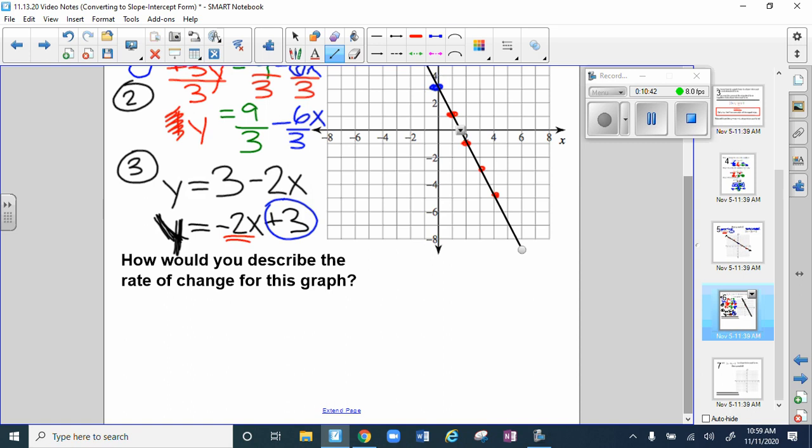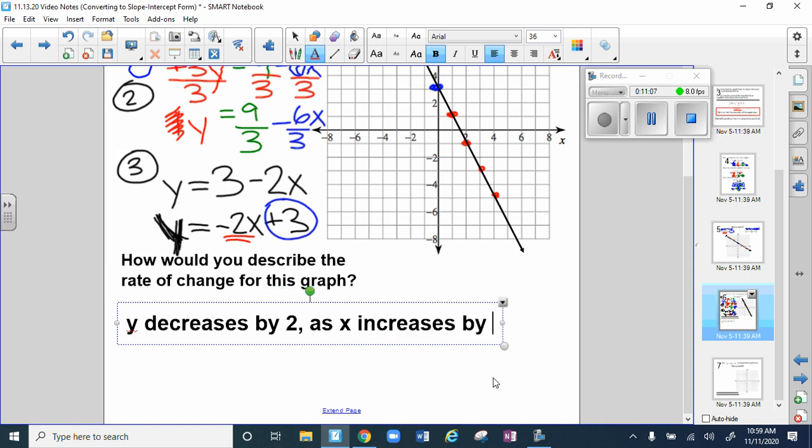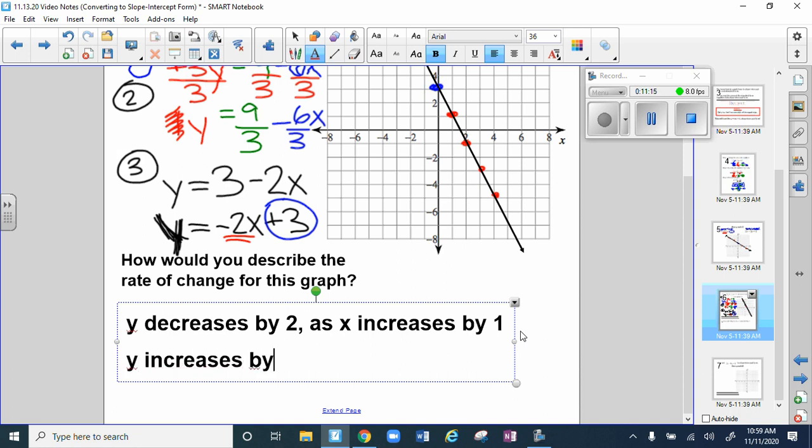When we were graphing it, I said that we were going down 2 to the right 1. So I could say x decreases by 2, because we were going down 2. Oh, sorry, that'd be y. Y decreases by 2, so we're going down 2, as x increases by 1, since we were going to the right 1. I could also say y increases by 2, because we went up 2 to the left 1.